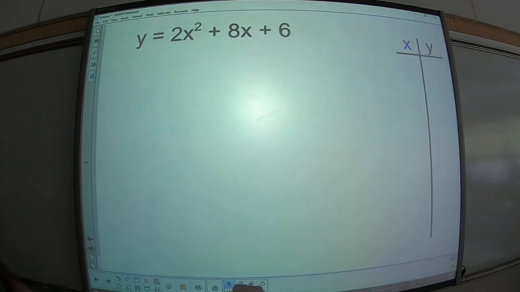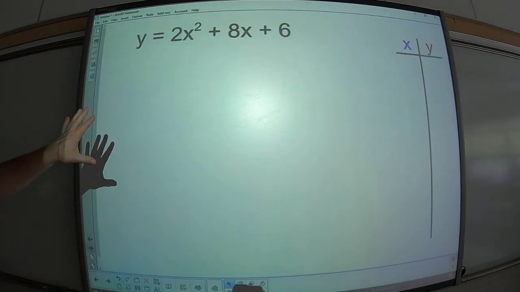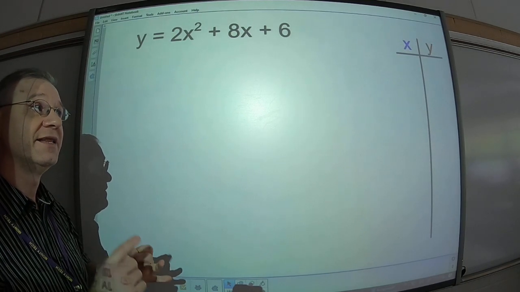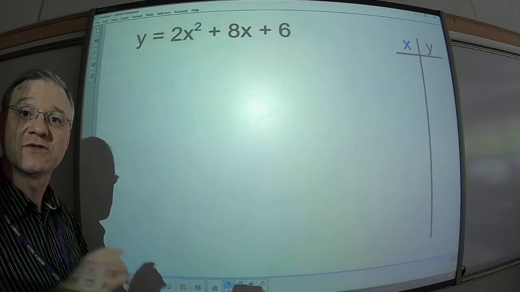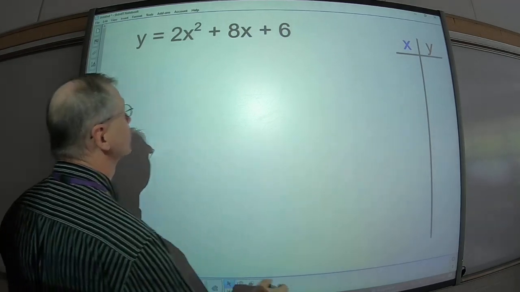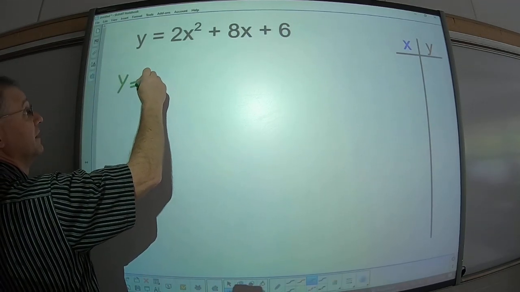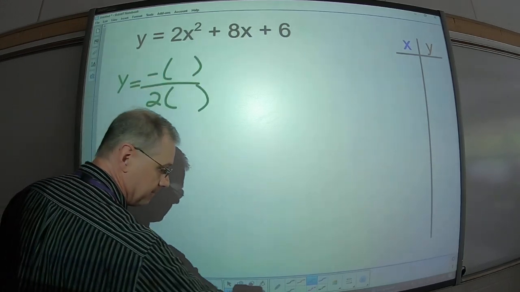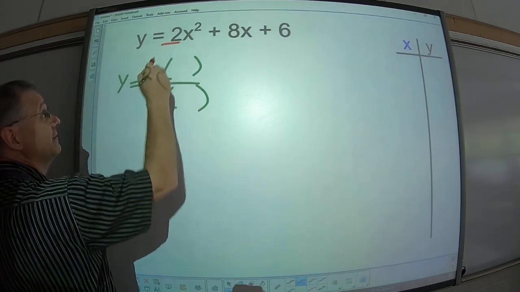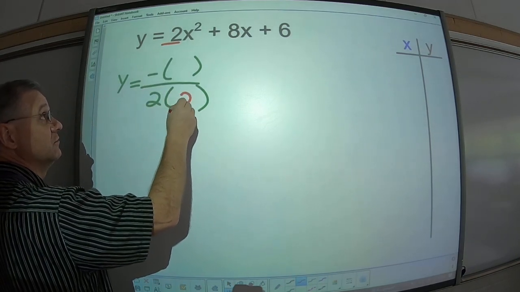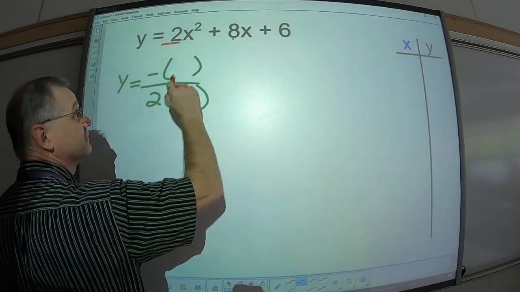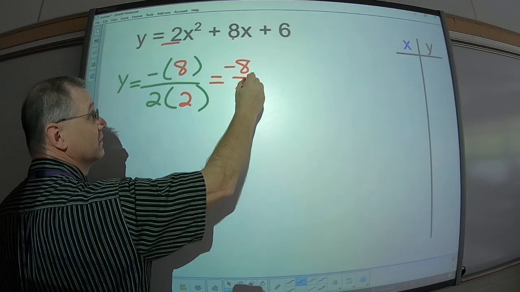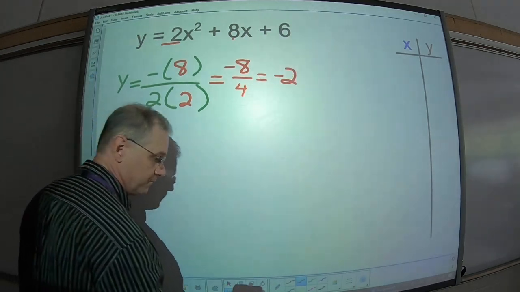Here we go. Now we're going to do the same thing as the last one. We're going to find the vertex, and then we're going to find 2 points on either side of the vertex. So let's give that a shot. Negative b over 2 times a. Well, a, the coefficient of x squared, is 2. b, the coefficient of x, is 8. That's negative 8 over 4, negative 2.